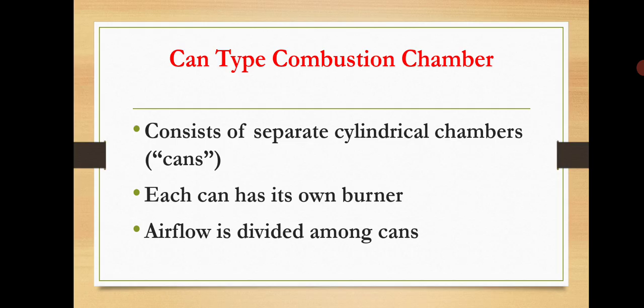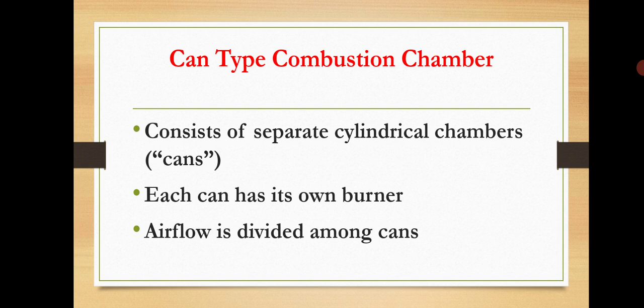Second, each can has its own burner. Every can contains its own fuel injector and a flame system. Combustion happens independently in each can. This improves reliability and easier maintenance.